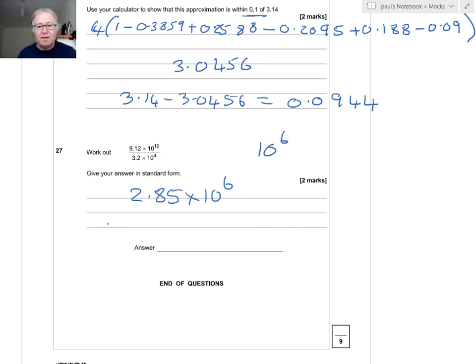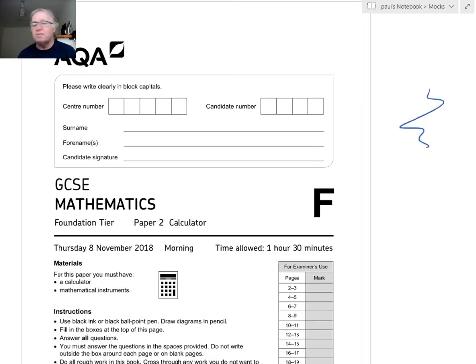Okay. Right, that took a long time to do that one. Okay, so there you go. So that was the calculator paper. There weren't too many bad questions in there, it just seemed to take a long time.